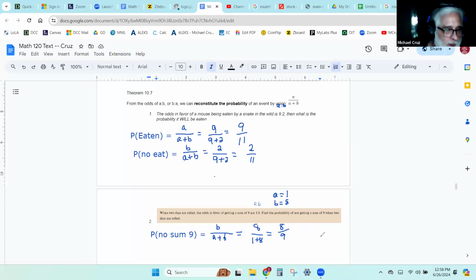And then if we wanted the sum of 9, it would be just 8/9 taken from 1 to give us 1/9. They didn't ask us for this, but just to show you, 1/9. And the 8/9 and the 1/9 would add up to 9/9, which is 1.